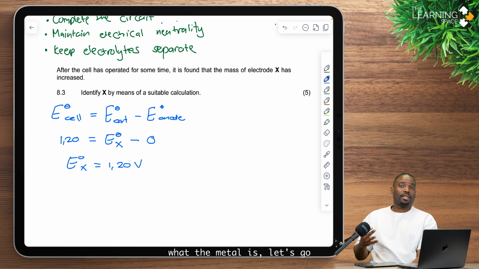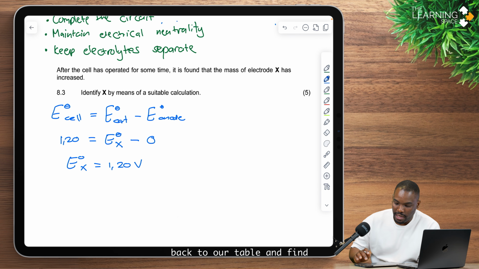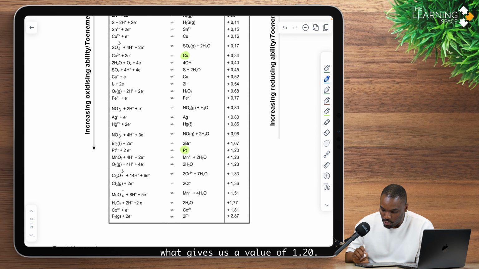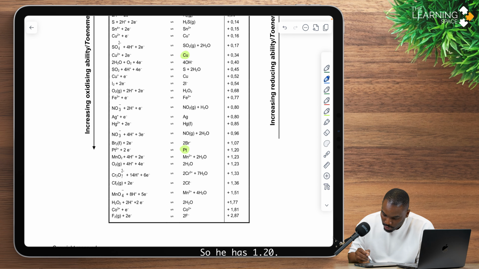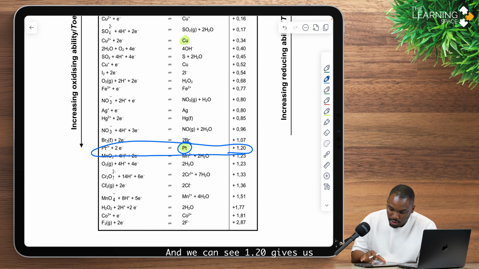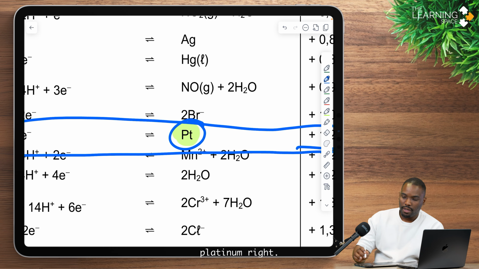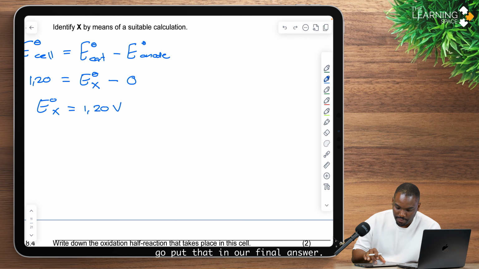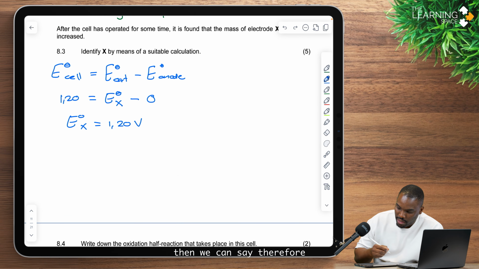To figure out what the metal is, let's go back to our table and find what gives us a value of 1.20, right? So here's 1.20, and we can see 1.20 gives us platinum, right? Super useful, super easy as well. Let's quickly go put that in our final answer. So here we've got there, and we can say therefore X is platinum.